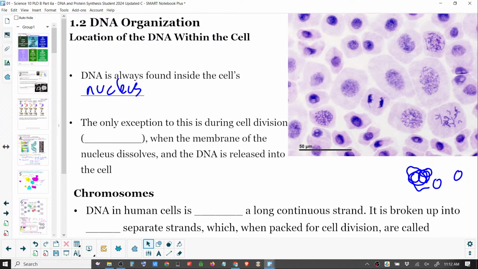Did you do an onion root tip last year in class? Make a slide, see the different cell divisions? You did mitosis last year? If you didn't do that, we often use a root tip because they're actively growing, so you can see all the different stages. The chromosomes in mitosis being split apart or condensing or just open to the different areas.